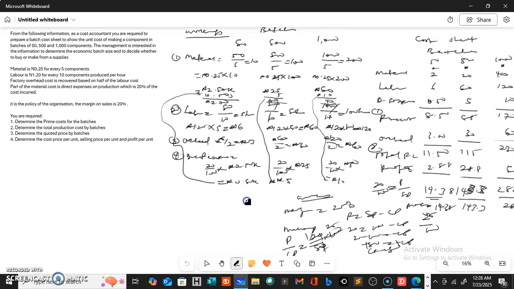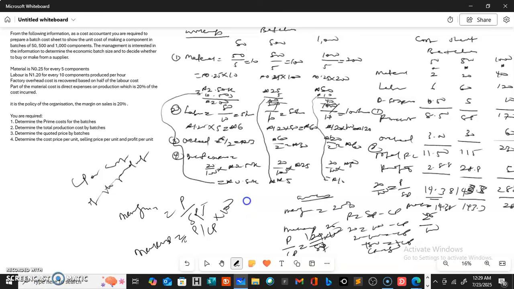The production cost is also similar to the cost price, or the cost of the product. For us to be able to determine the selling price, we have to ensure that we are able to get the profit. In the question, we are given profit as a percentage of selling price, because margin equals profit over selling price, while markup equals profit over cost price times 100.